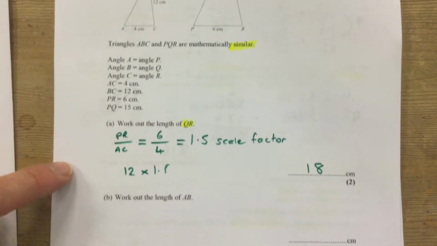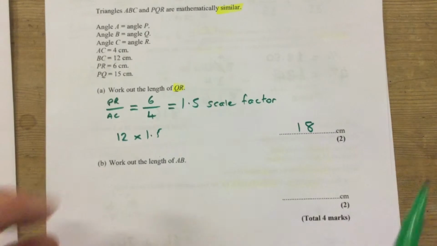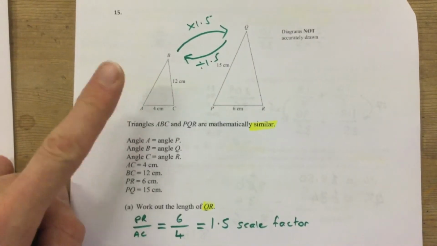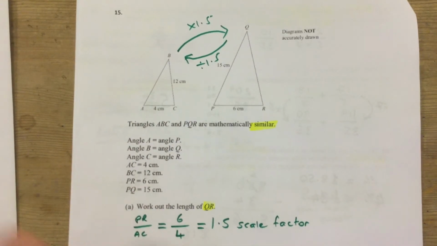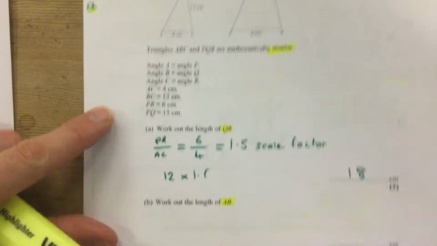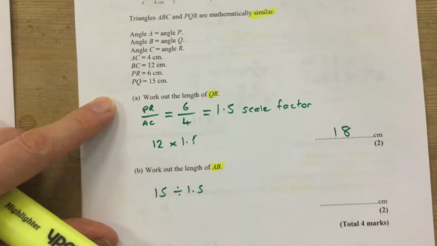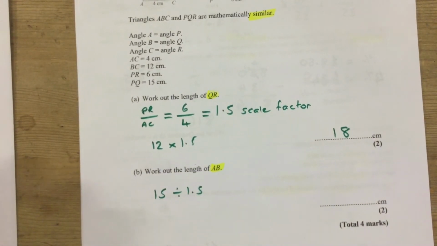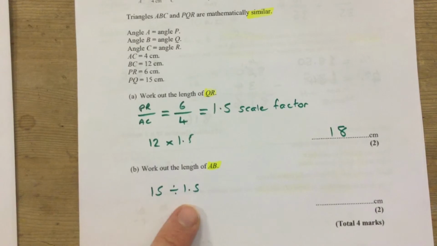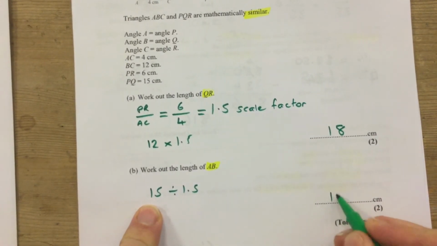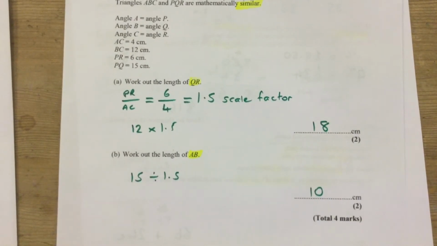Part B, going to have to just move the diagram out of the way for now. So work out the length of AB. Look up at AB, AB is corresponding to PQ, which is 15. I'm going smaller, so I'm going to be doing 15 divided by 1.5. You can go up in your 1.5 times table, or you can realise that it must be times by 10 to get to 15. So it's 10 centimetres.